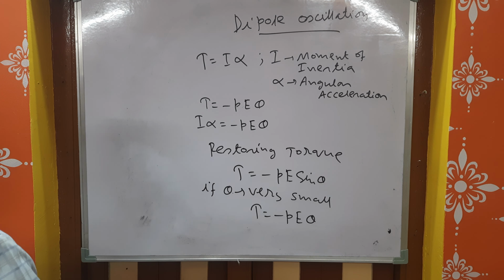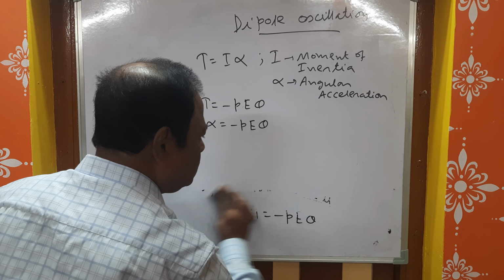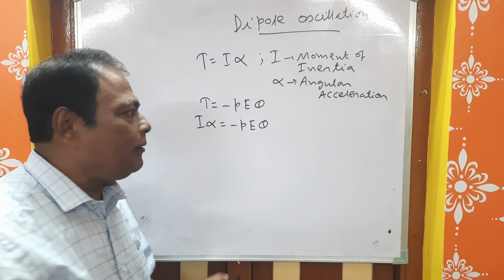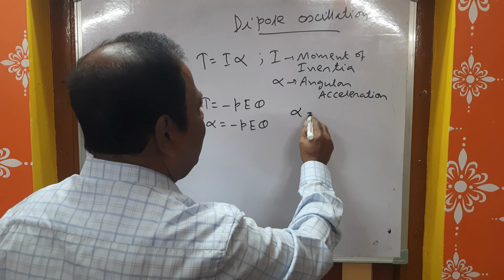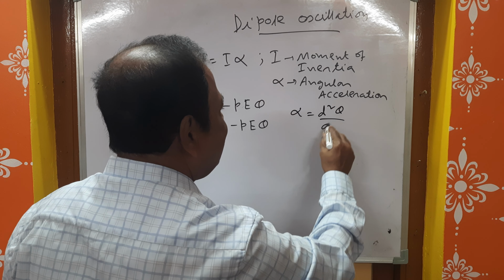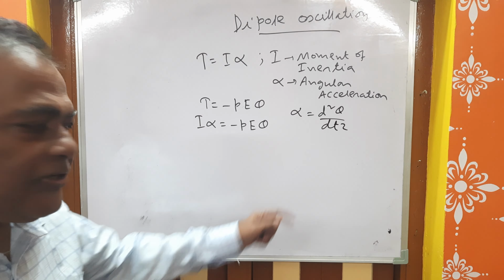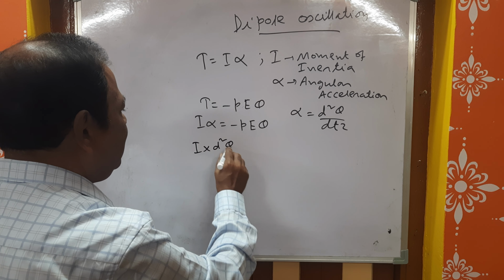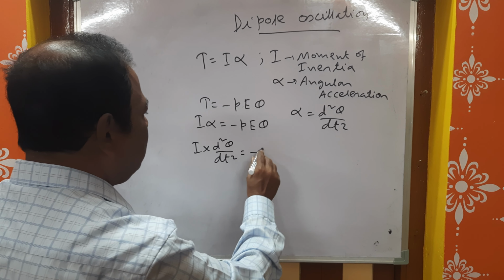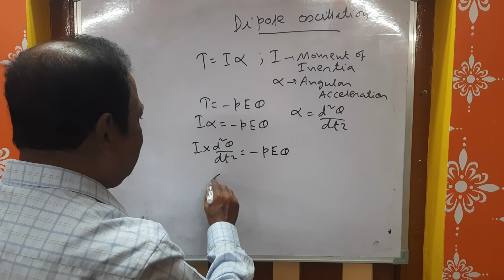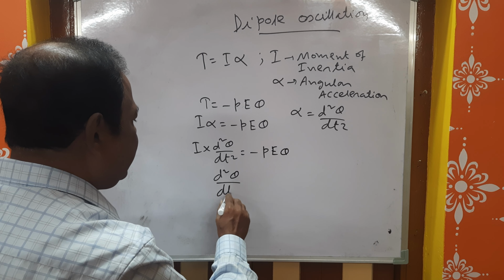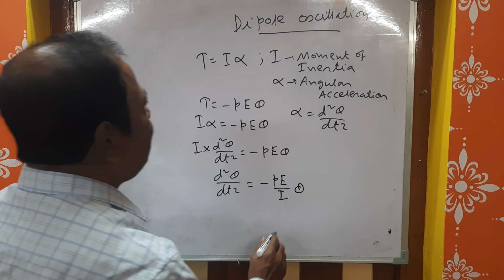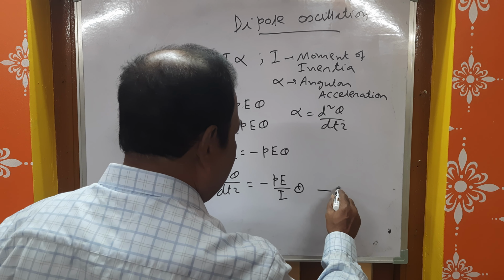What is alpha? Alpha is angular acceleration, that is denoted by d2 theta by dt2. So I can write I into d2 theta by dt2 is equal to minus P E theta. So d2 theta by dt2 is equal to minus P E by I into theta. That is, suppose, equation number 3.